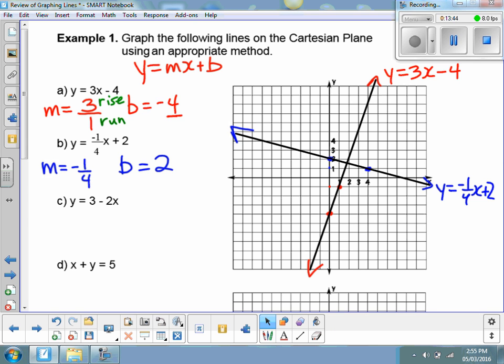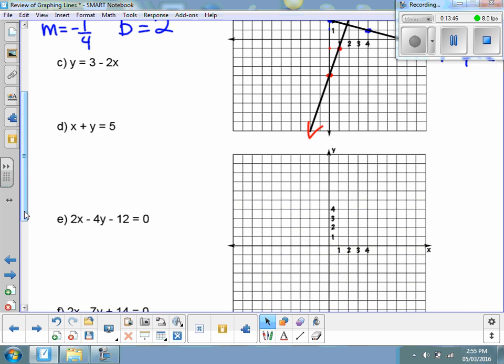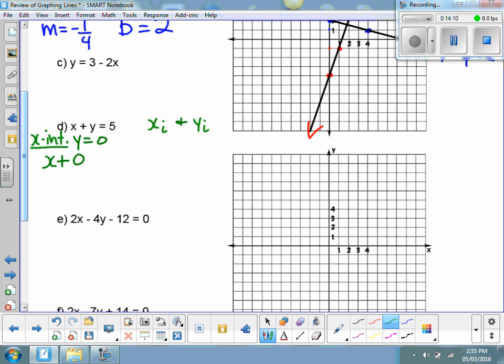I'm going to need C. We'll make that part of the warm-up. I'm going to come down and do D and E. So with D and E, I'm going to use the x-intercept and the y-intercept. So if I do the x-intercept here first, I'm going to let y equal 0. If I let y equal 0, I'm going to get x plus 0 equals 5. So that means x is equal to 5. So my x-intercept is going to be 5, 0.